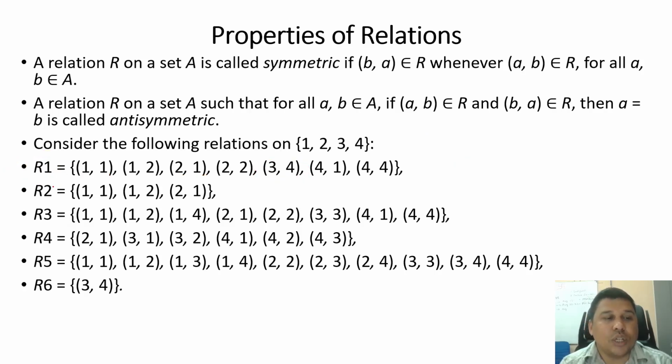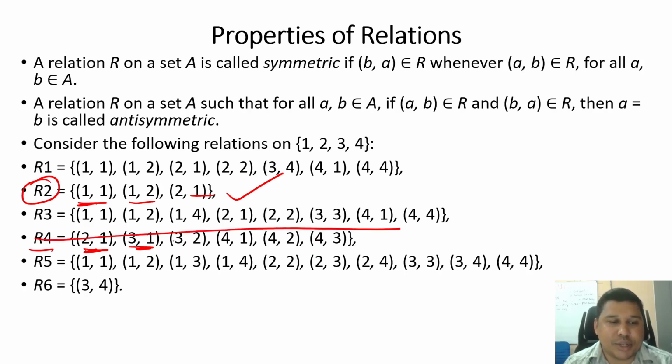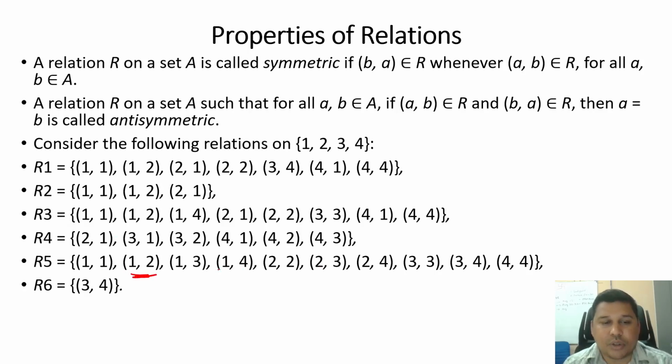You take R2. Is R2 symmetric? Yes, 1, 1 and 1, 1 it's self symmetric. 1, 2 and 2, 1. This is symmetric because in that set there exists its pre-image. Maybe if I take R4, 2, 1 exists, but 1, 2 is not there. 3, 1 exists, but 1, 3 is not there. So this is not a symmetric relationship. Take R5, 1, 1, 2 and 2, 1 is not there. So this is also not your symmetric relationship.